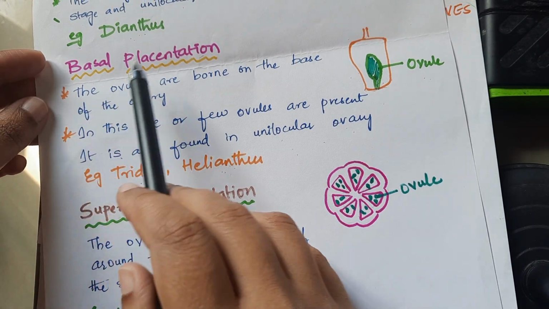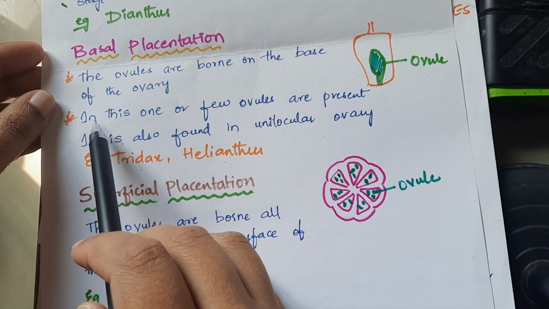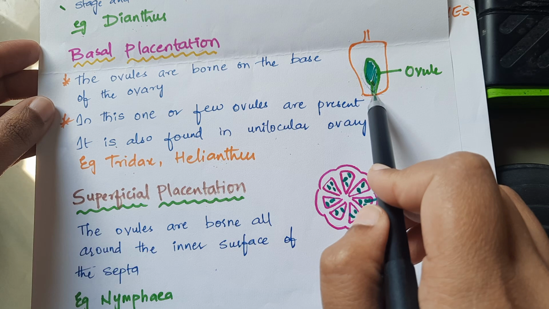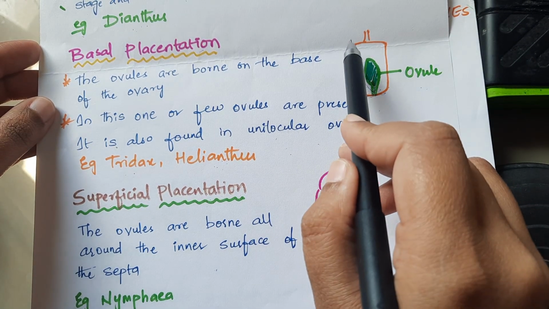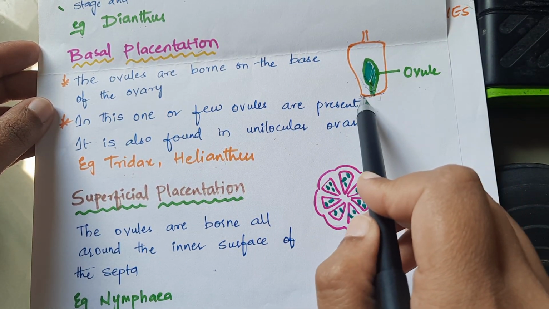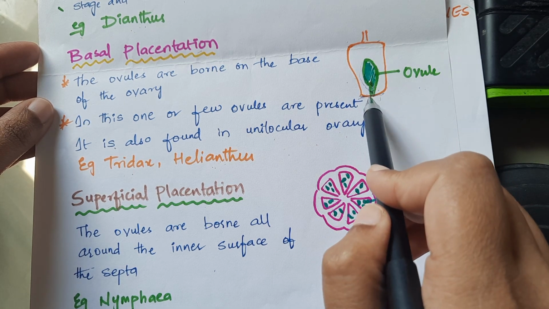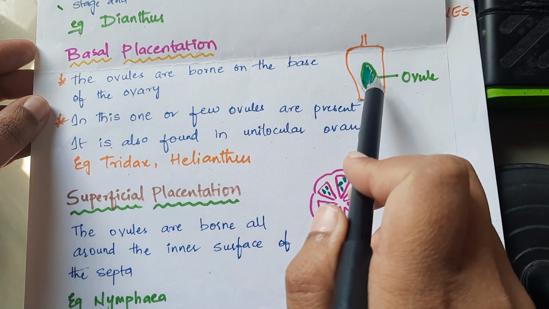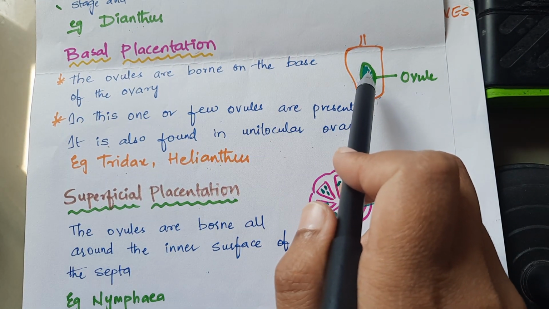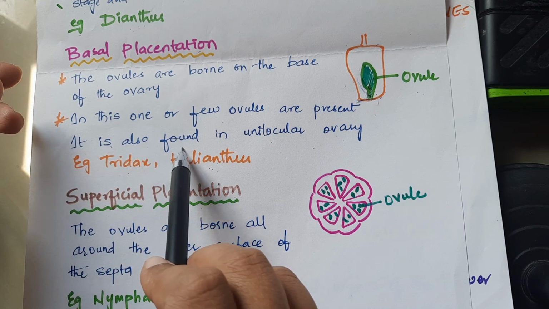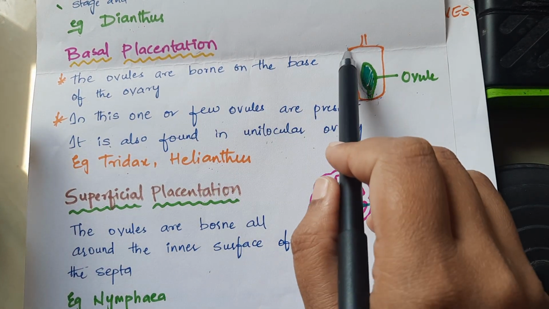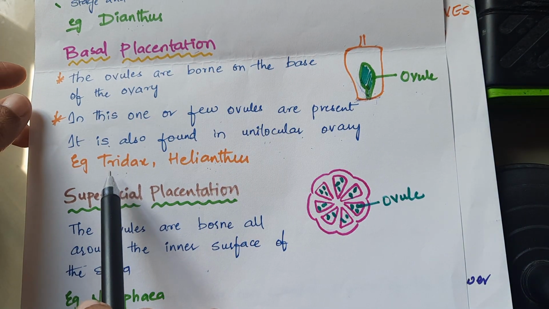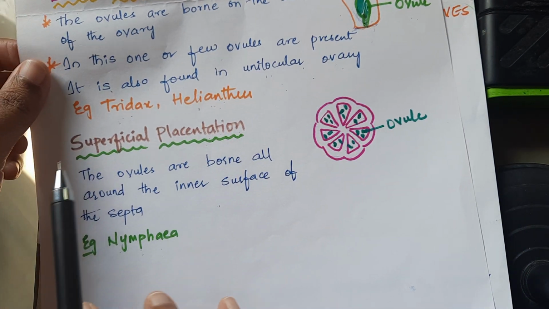Next one is the basal placentation. What is happening in basal placentation? Ovules are found at the base of the ovary. See here, this is the basal part, this is the apical part. So from the basal part the ovules are arising, and one or a few ovules are present. Sometimes it contains a single ovule, sometimes many ovules. It is found in unilocular ovary, where a single locule is present. Example is Tridax and Helianthus.